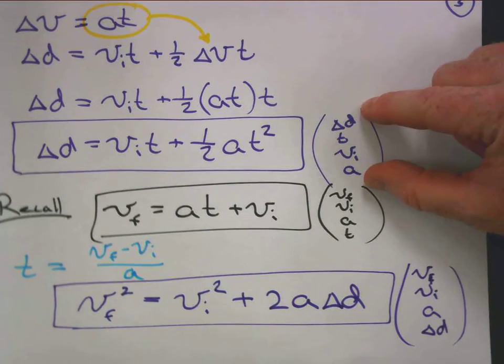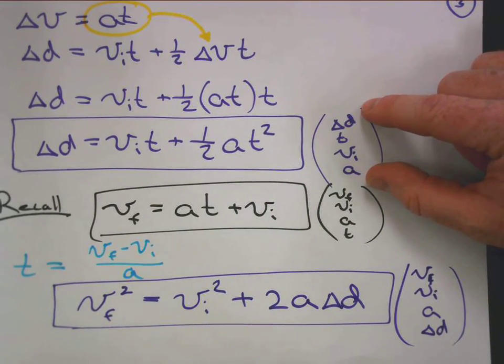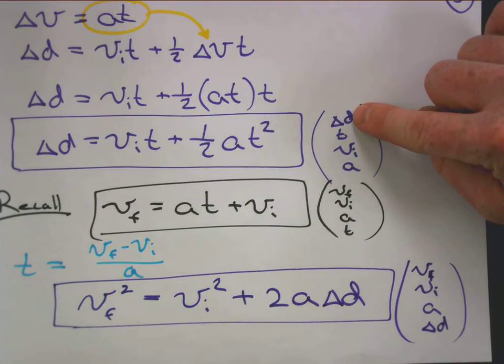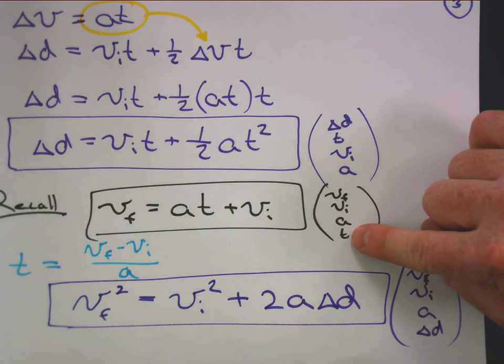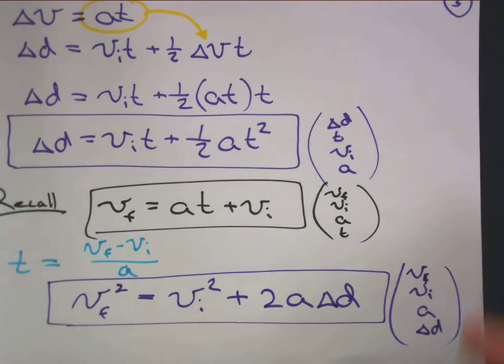Here we have those, and we take out displacement, but we get back a final velocity for this one, and we take out time and put back displacement, and we have this equation.